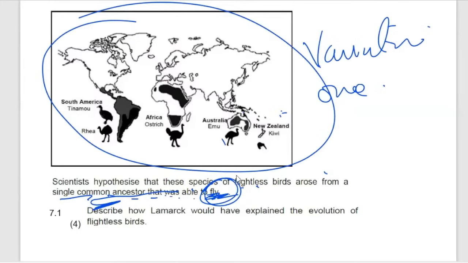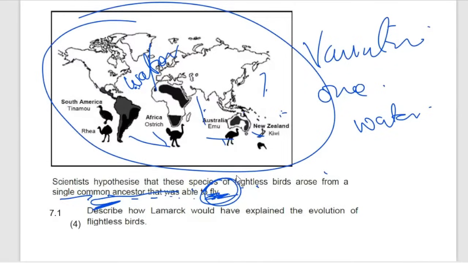This population was split into different continents by continental drift or by the water. These subpopulations of birds experienced different environmental conditions. Natural selection occurred independently. You understand? There was no gene flow between or among these birds. Is it clear? Therefore, they became genotypically and phenotypically different.